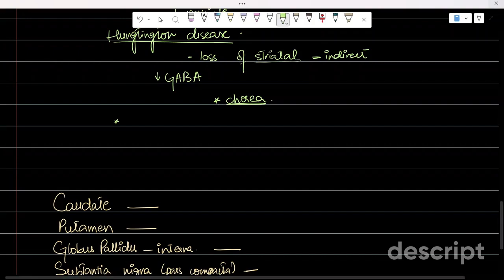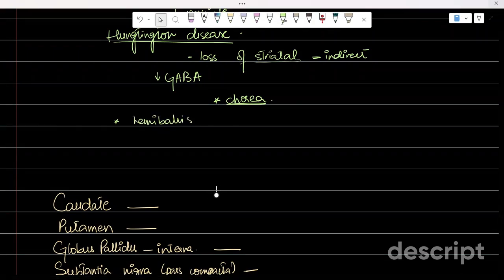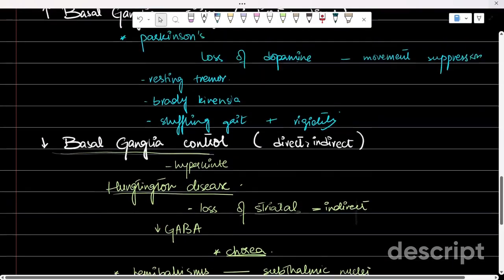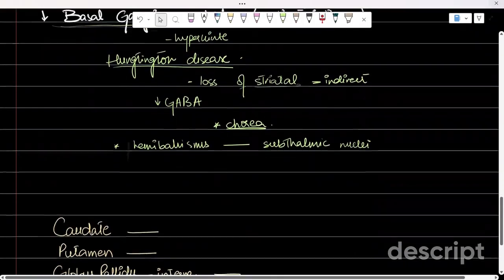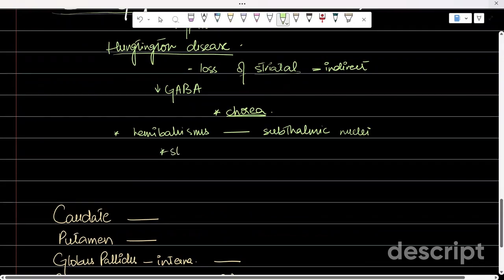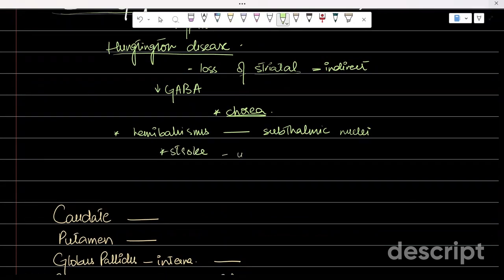Now, another disease, which is hemiballismus, this is associated with subthalamic nuclei. Again, subthalamic nuclei were part of the indirect pathway, and this will be destroyed. This is majorly when there is a stroke, and it is typically unilateral. It will result in wild flinging movements.